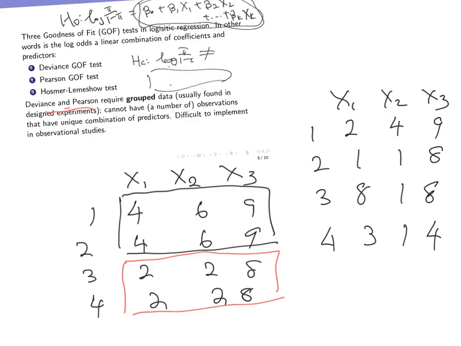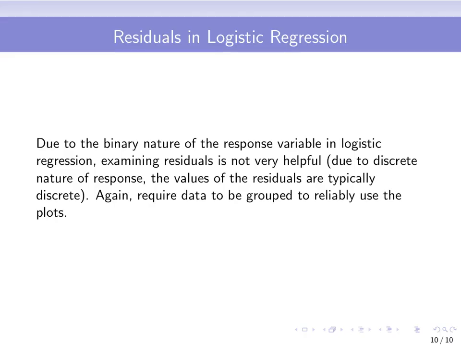So your question might then be, what can we do to assess our model? The other thing you might consider is, could we use residuals? Well, residuals are not very helpful because your response is basically binary, coded as 0 or 1. Because of that, your residuals will not look like random scatter. It's kind of hard to evaluate. Your residual plots will look like curves and lines and all that. And again, to properly use the residual plots, you require data to be grouped. And again, that doesn't exist in a lot of data that you have.